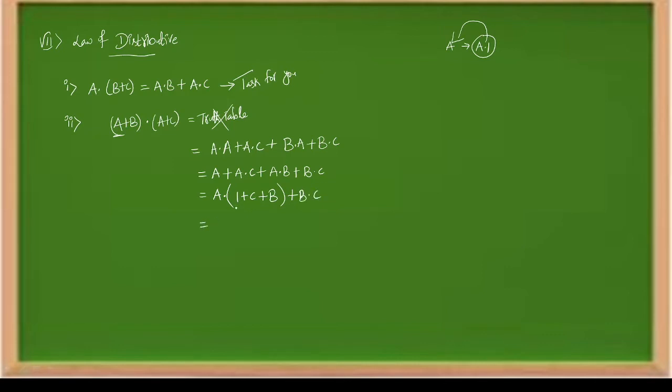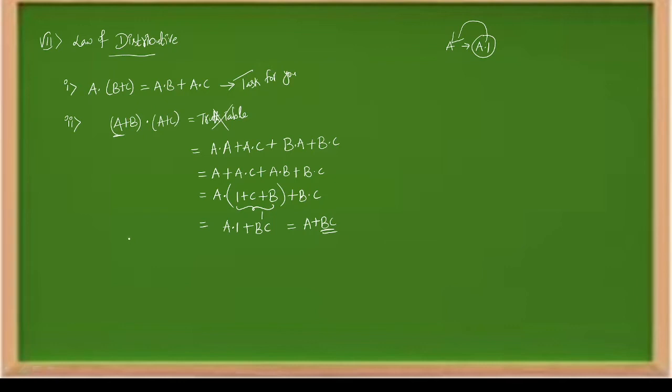Now if you observe here, in all these three inputs we are performing the OR operation. When you perform a logical OR operation, if any one of the inputs is high, automatically the output is high. So this entire value is 1. That's why I can write this as A and 1 plus BC, and A and 1 is nothing but A, so the result is A plus BC. This is another law of distribution.